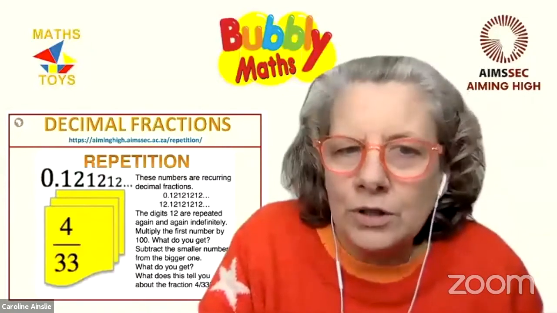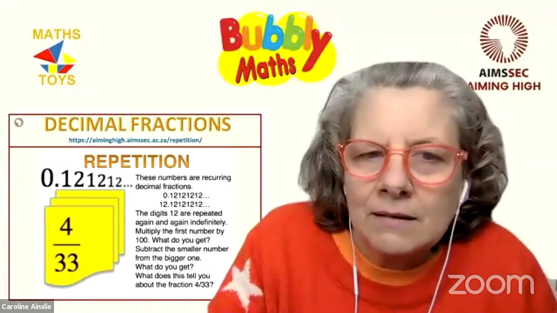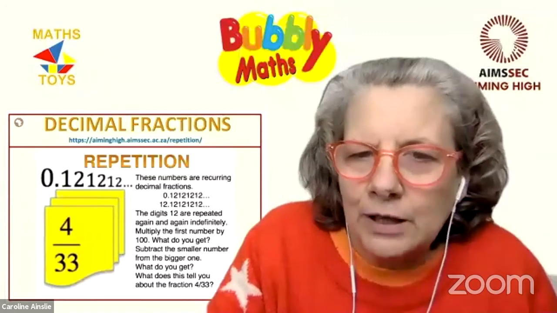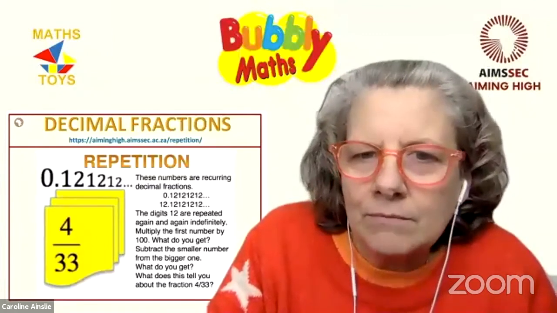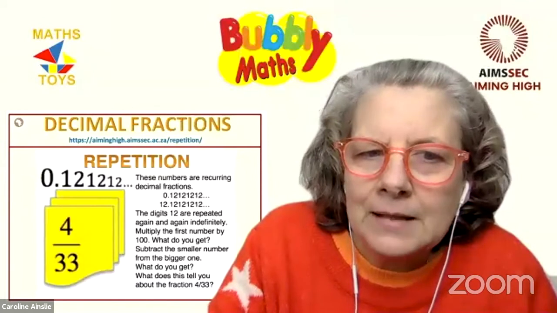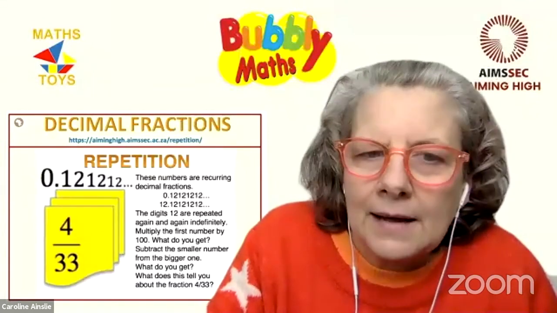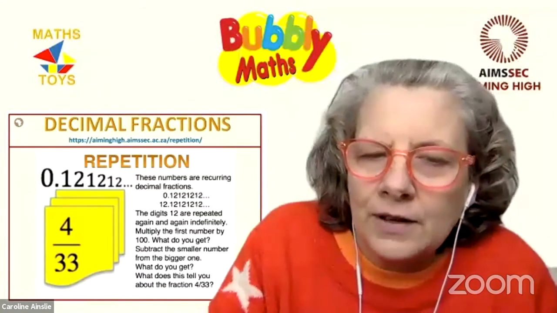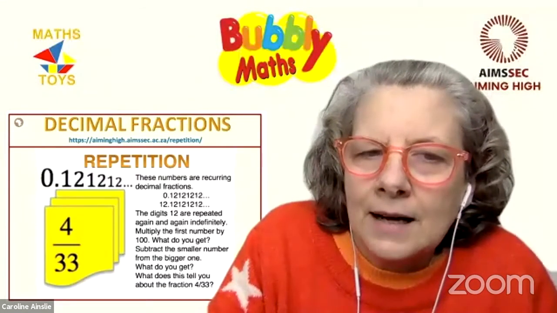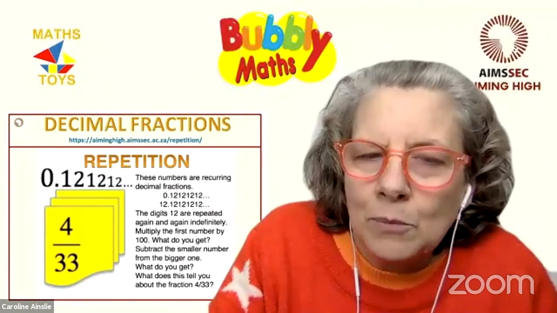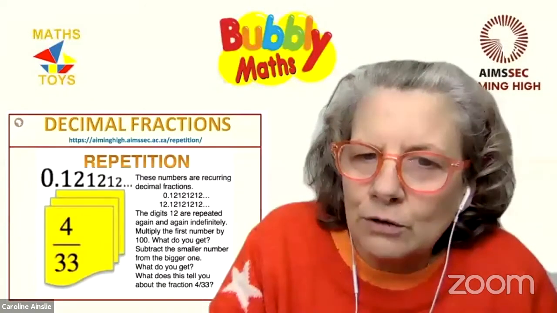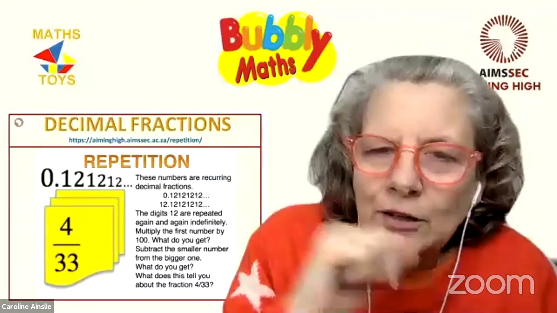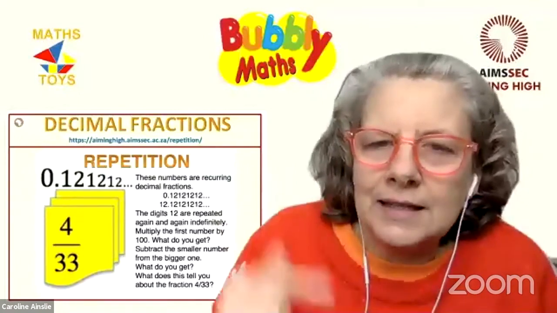Okay, what do you get? Then subtract 0.121212 from 12.1212 recurring, and what do you end up with? Okay, so that's quite simple. And then find the connection between the fraction 4 over 33 and 0.121212 recurring. Now, if you do the activity on the Aiming High website, you follow it through and do all of the activities, it's nice and sequential.